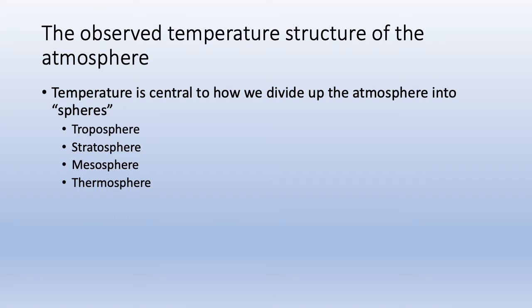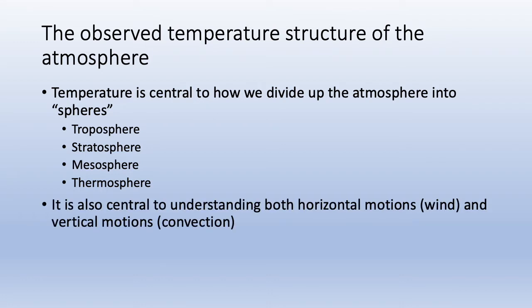Also, temperature is central to understanding both horizontal motions, in other words, wind and circulations, and vertical motions, which is often what we call convection, related to convective weather like thunder showers and so on. So the temperature structure is super important for just getting to the basics of how the atmosphere behaves as a fluid and how to classify the different major layers of the atmosphere.